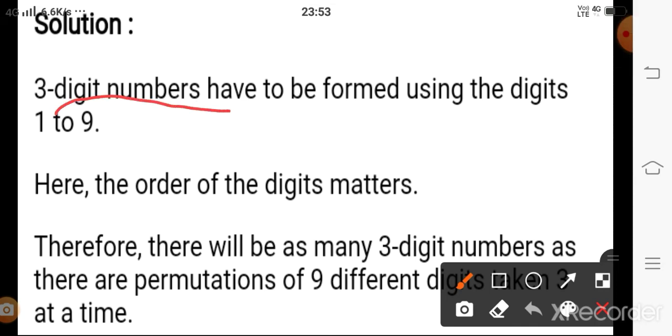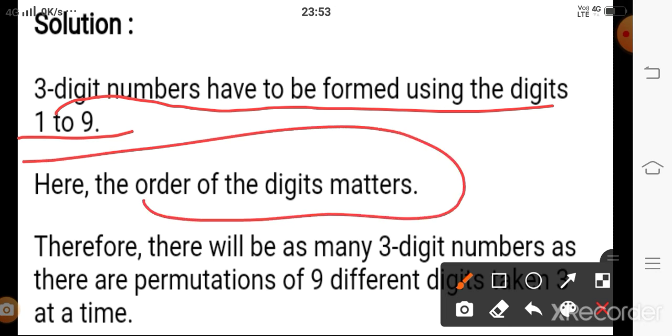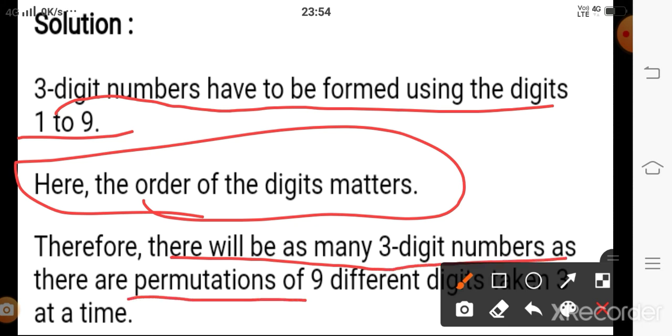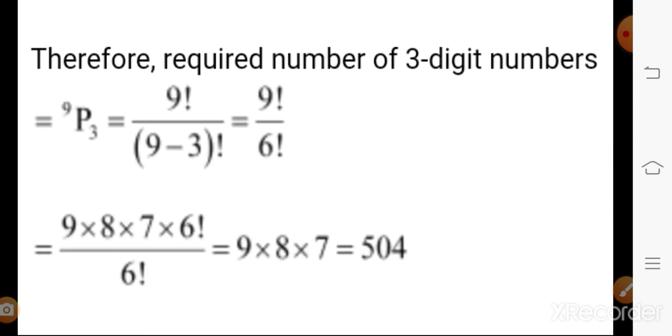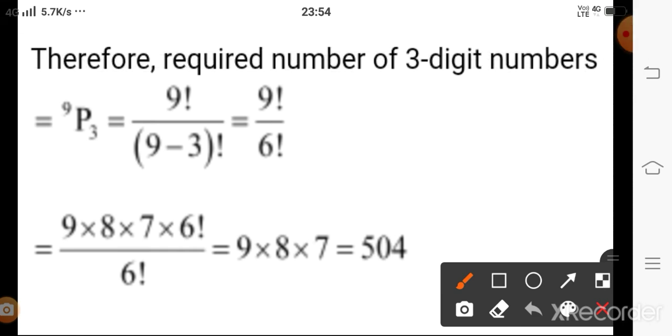If we have to form a 3 digit number by using the digits 1 to 9, the order of the digits matters. Therefore there will be as many 3 digit numbers as there are permutations of 9 different digits taken 3 at a time. Means out of those 9 digits we have to take only 3. Then we use the formula for finding the number of ways. Out of 9 we are selecting 3, then 9P3, the 3 digits we have to fill using those 9 digits.